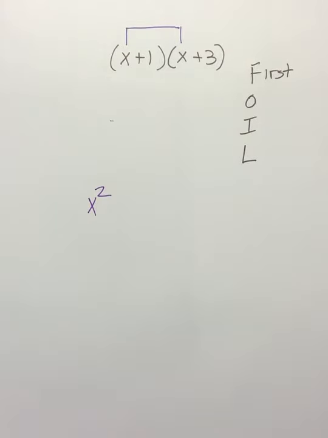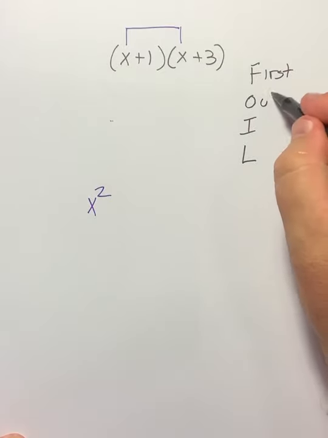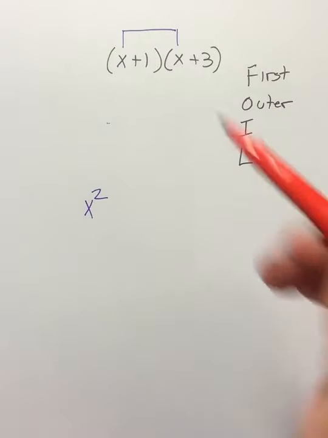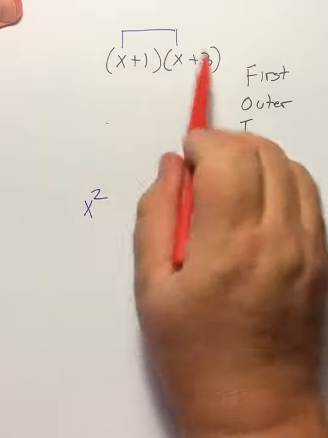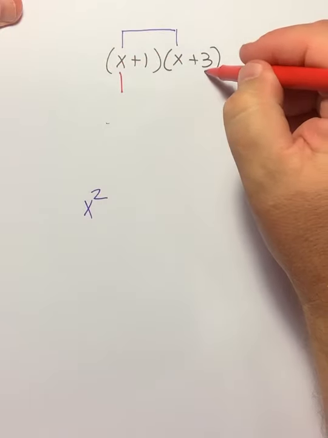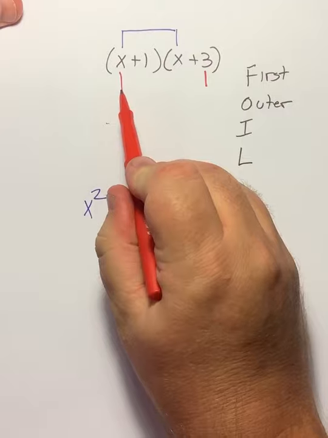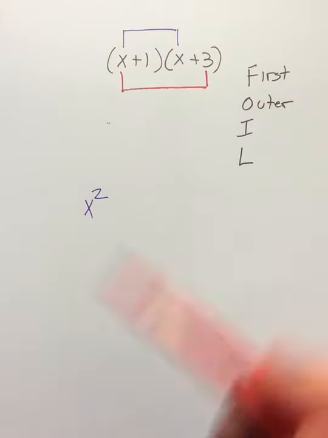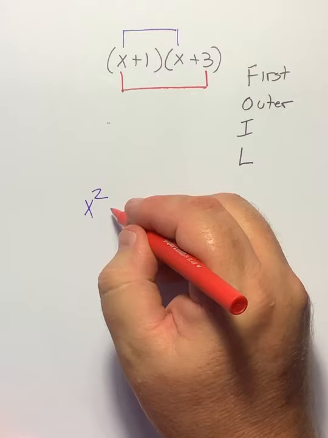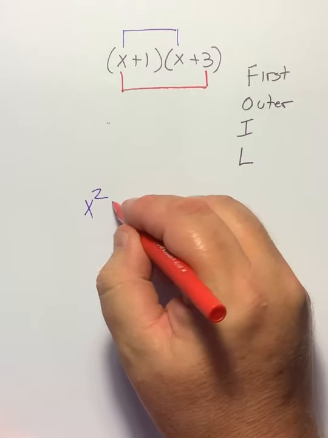Okay. Then this stands for outer. So what are the outer pieces? Well, this is on the outside. We're looking at the whole thing. So we'd say this is on the outside, and this is on the outside. Do you see that? So those are on the outside. And what is 3 times x?